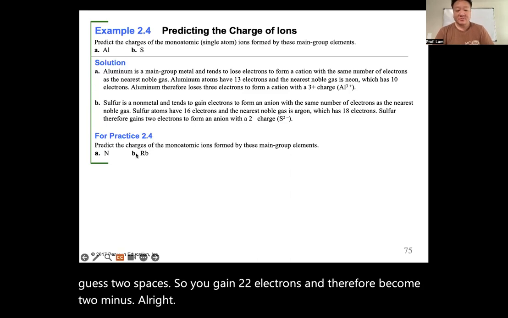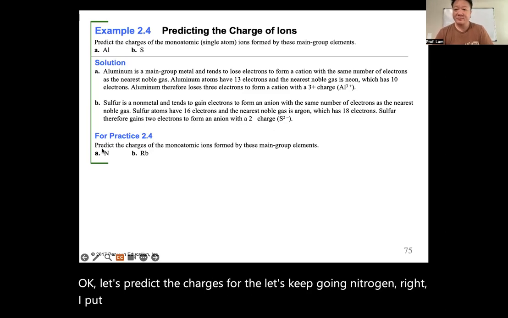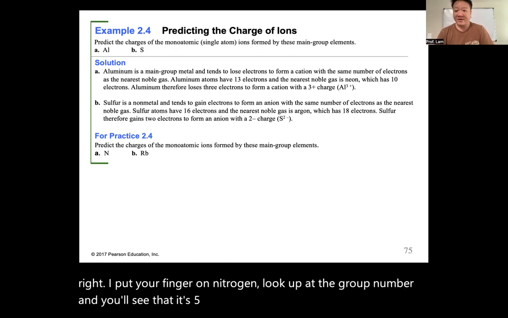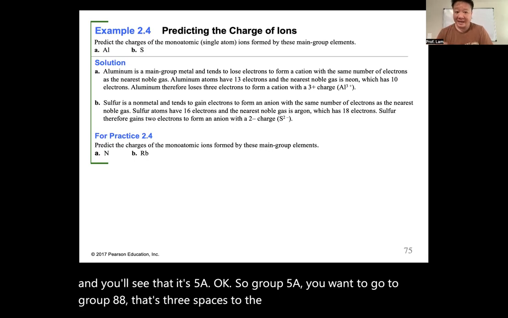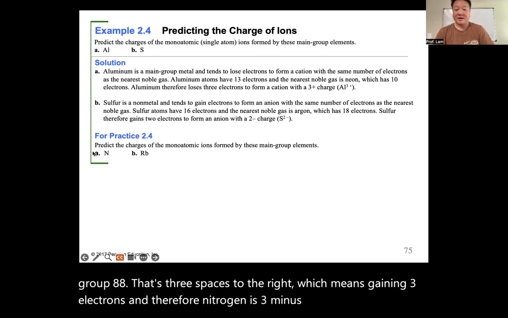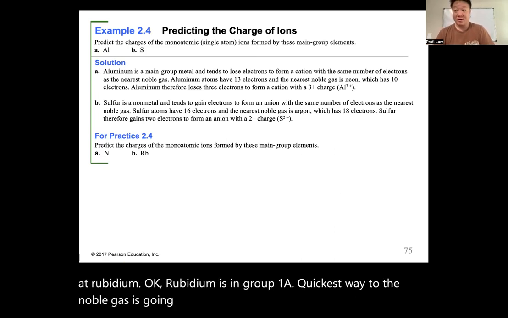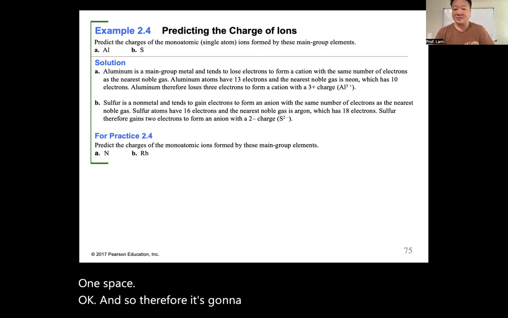Okay, let's predict the charges for D. Let's keep going. Nitrogen, right? Put your finger on nitrogen, look up at the group number. You'll see that it's 5A. So group 5A, you want to go to group 8A. That's 3 spaces to the right, which means gaining 3 electrons, and therefore nitrogen is 3-. Okay, all right, now look at rubidium. Rubidium is in group 1A. Quickest way to the noble gas is going left. You're going to go left 1 space, and so therefore it's going to be 1+. That means losing 1 electron is 1+.